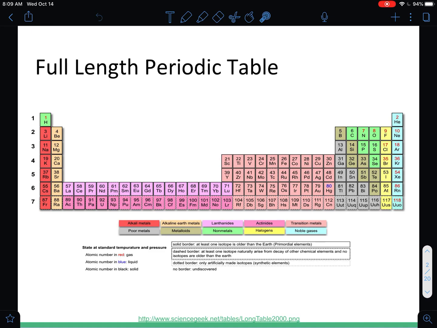Just like how you and your families have similar characteristics, maybe you have the same nose or the same smile, same eyes, hair color, stuff like that. Elements that are in the same family on the periodic table also have similar characteristics or similar properties, and that is all based on the number of electrons they have in their very outside shell.